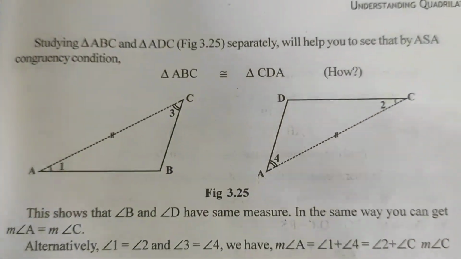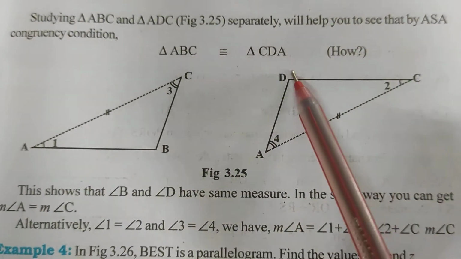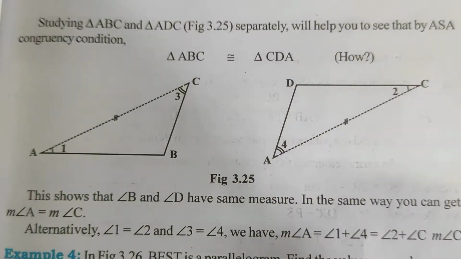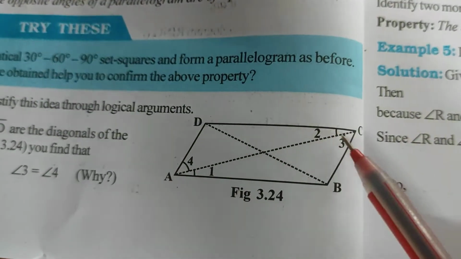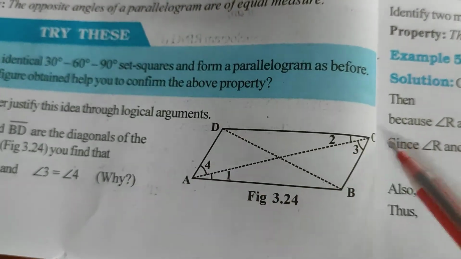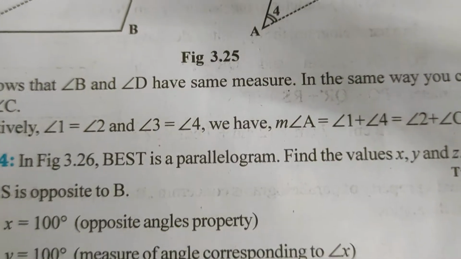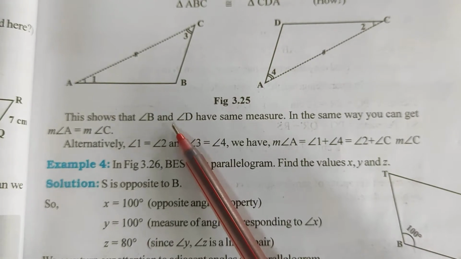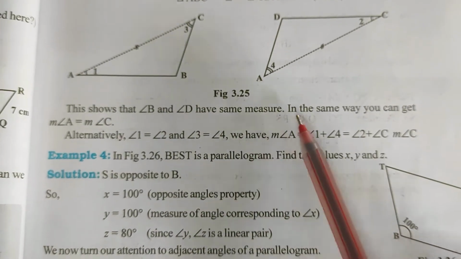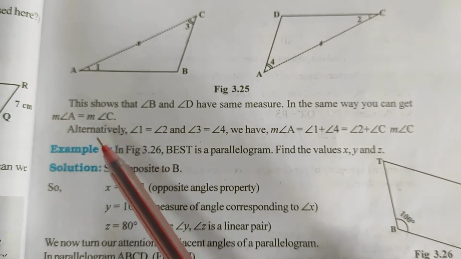Now triangle ABC is congruent to triangle CDA. Already we have done. See here, this angle is equal to this angle is equal to this angle. So congruent. Angle ADC is equal to angle ABC. This shows that angles B and D have the same measure. In the same way you can get the measure of angle A is equal to the measure of angle C.